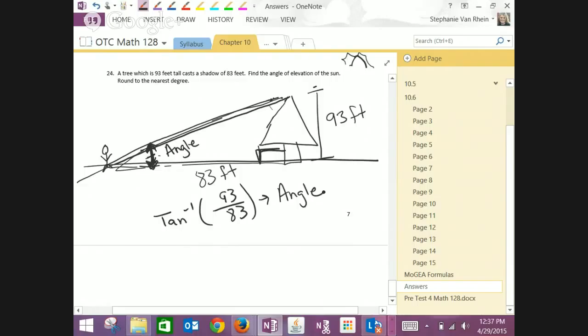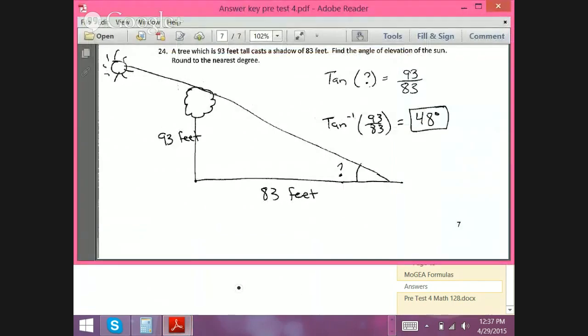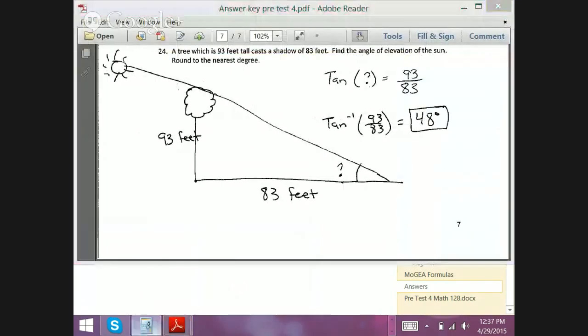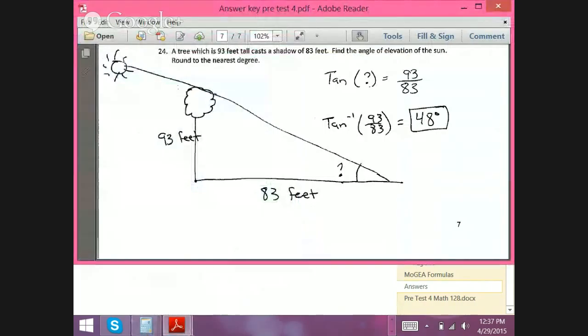That was my question. You have 48 and somehow I got 54 in my answer, and I set it up exactly that way, and you plugged in 93 over 83. I don't have an inverse button on this. Someone do tangent inverse of 93 over 83. I get 48, and then whenever I push enter on my calculator, it jumps to 54. So I don't know which one is right.